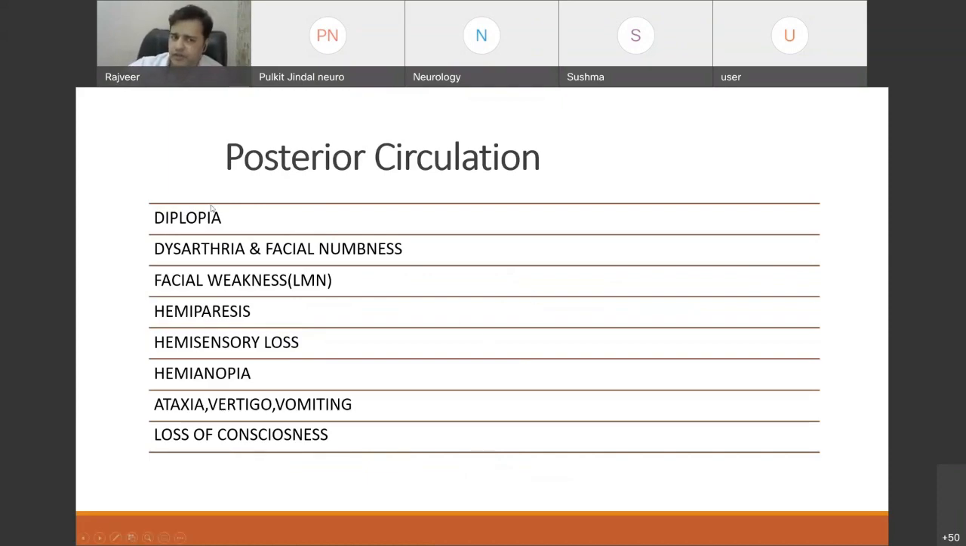So the patient may have cranial nerve involvement in the form of diplopia in posterior circulation, dysarthria, facial numbness, or facial weakness due to multiple cranial nerve involvement.